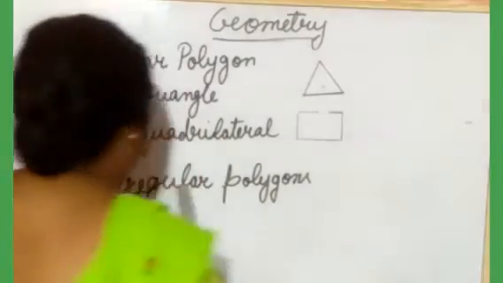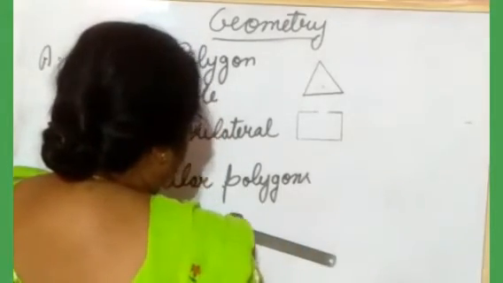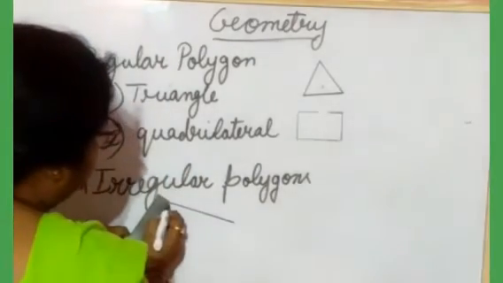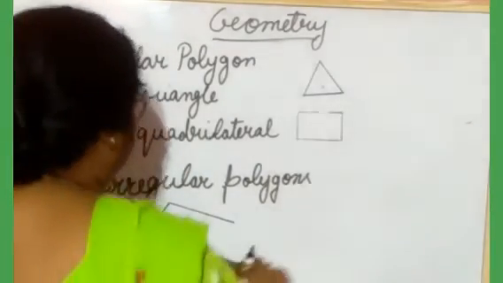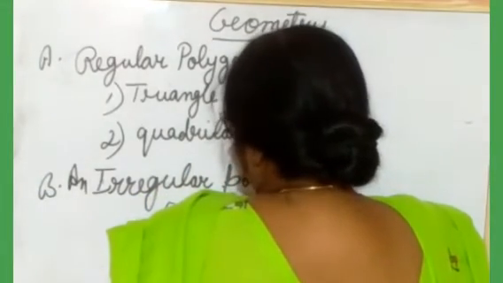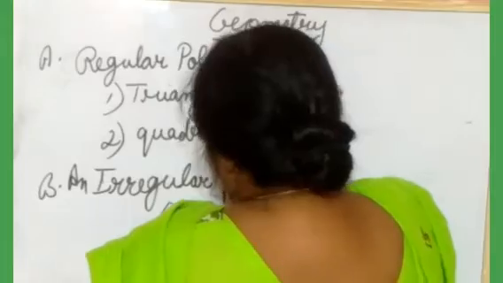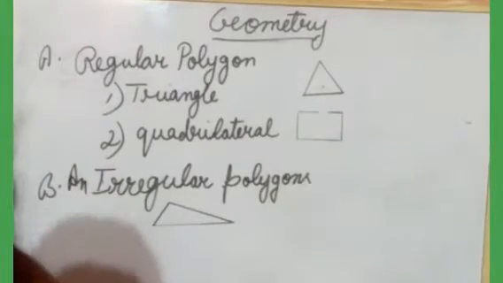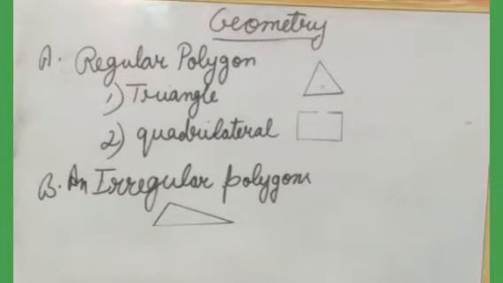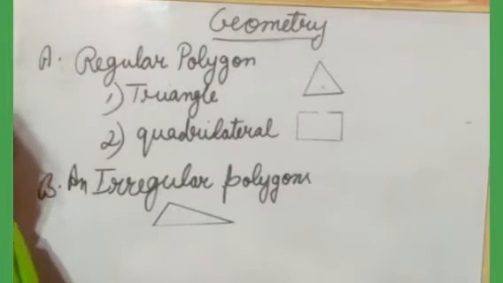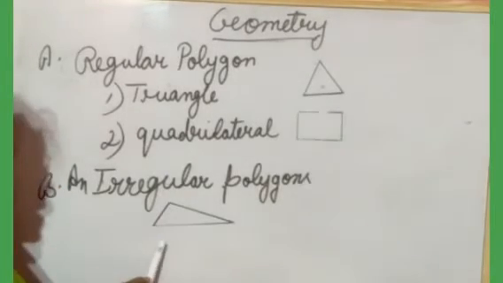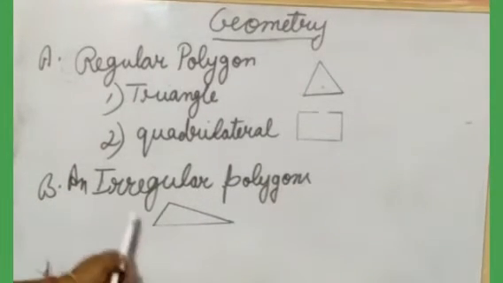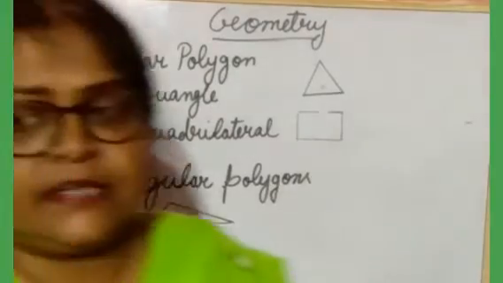I will draw one triangle here. One side is 12 cm. Okay, and the other side, if I take 5 cm here, then this side will be 15 cm. So I have drawn one triangle here. But what I am seeing is that the sides are not equal. In this triangle, sides are not equal. So what type of polygon is it? This is an irregular polygon. Which type of polygon? Irregular polygon.